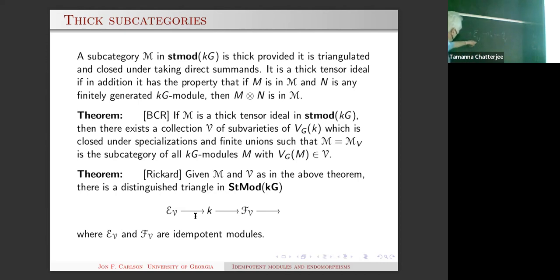What happens is that this E_V has support variety exactly equal to this set V. And F_V has precisely the opposite. It's V sub G of K minus that set. Okay, and these things also have some universal properties, which I'm not going to go into in great generality. But this is a really important notion, and this is what I'm really talking about today.